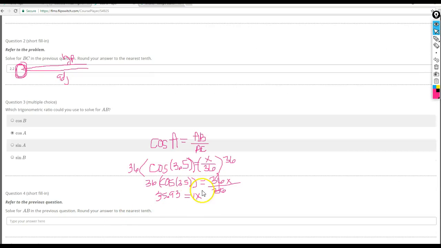We want it rounded to the nearest tenth, so I'm going to look at the hundredths place and ask myself, is it 5 and above or 4 and below? Since 3 is below 4, that means that 35.93 is closer to 35.9 than it is to 36. So our length is going to be 35.9 inches.